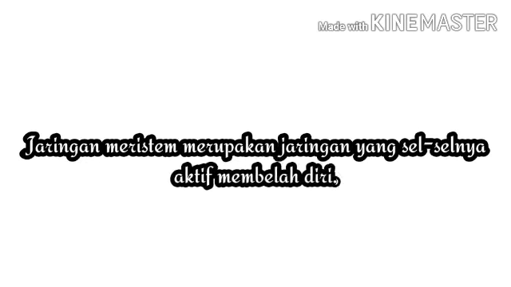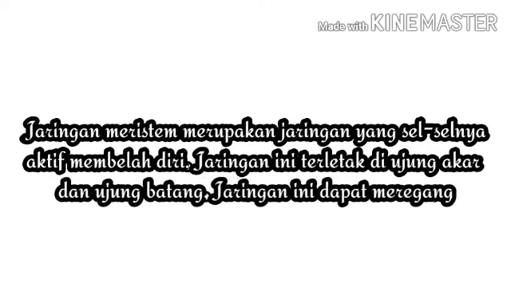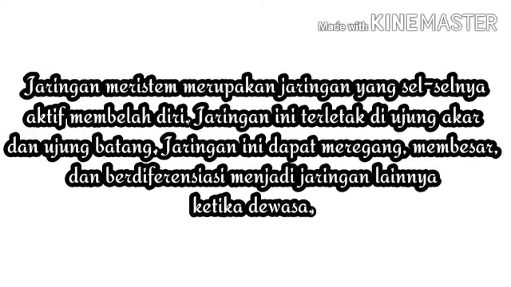The first, meristem tissue. Meristem tissue is a tissue whose cells are active to divide. This tissue is located at the tip of the root and the tip of the stem. This tissue can stretch, enlarge, and differentiate into other tissues when it grows.